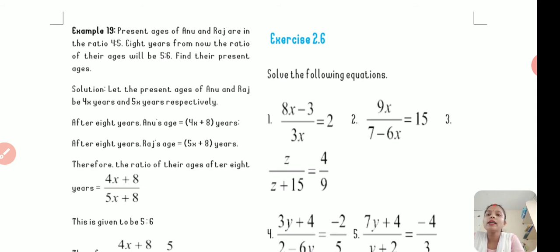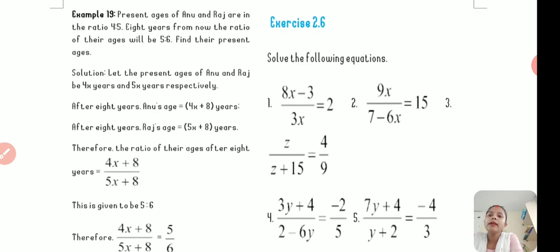The present ages of Anu and Raj are in the ratio of 4:5. We can't take their present ages as 4 and 5; we have to take them as multiples, 4x and 5x. 8 years from now, the ratio of their ages will be 5:6. Find their present ages.